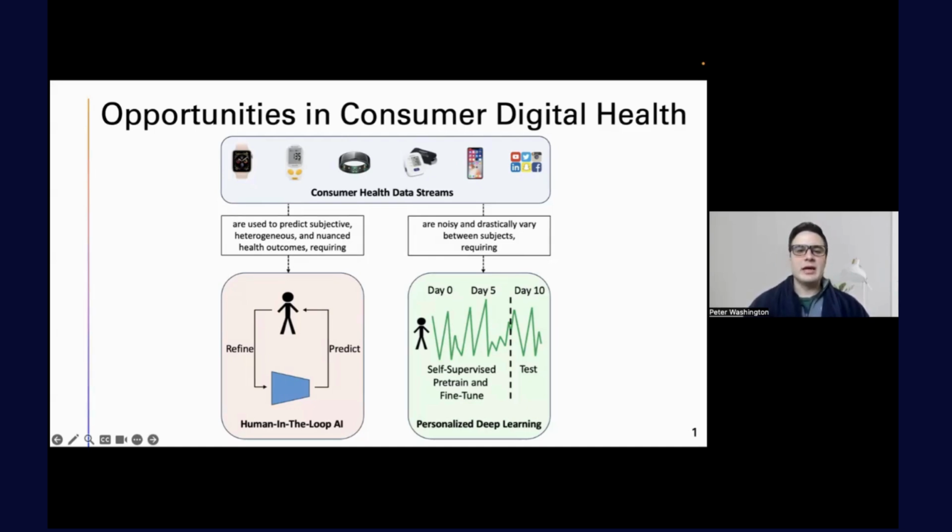And so you'll see that in my lab, we tend to focus on our central problem of consumer health data. But we also work on methods, right? So we work on human in the loop AI and personalized deep learning in order to solve these fundamental problems that are largely specific to working with consumer health data streams. I mean, some of these problems happen in other types of data, but not as much. A lot of other places in healthcare, the data are much more clean.